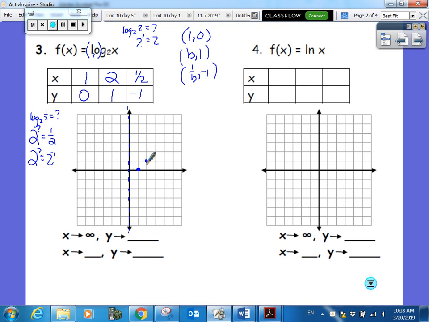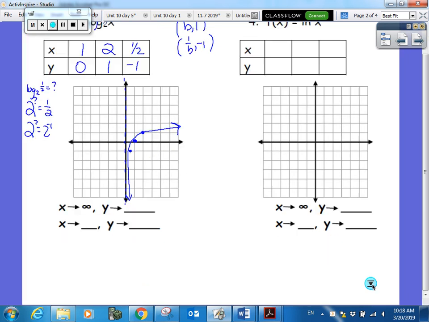2, 1. And if you want that extra point, 1/2, negative 1, you can do that. And this is what a log graph looks like. Now, you'll notice on the end behavior, there's 3 blanks right there. The reason there's 3 blanks is because for exponentials, we went left and right forever. So it was negative infinity to infinity.